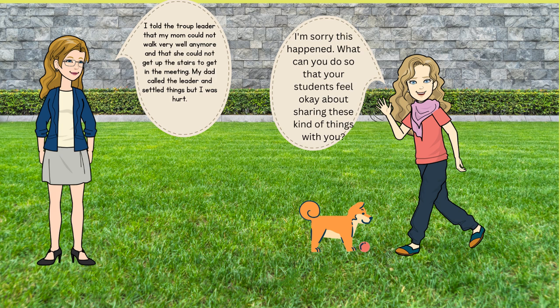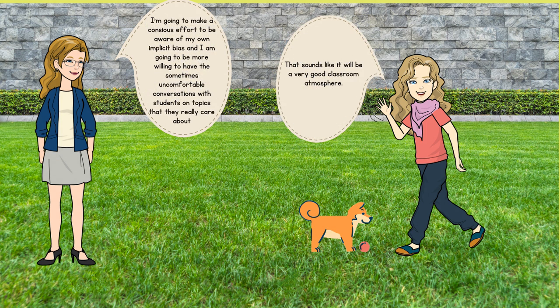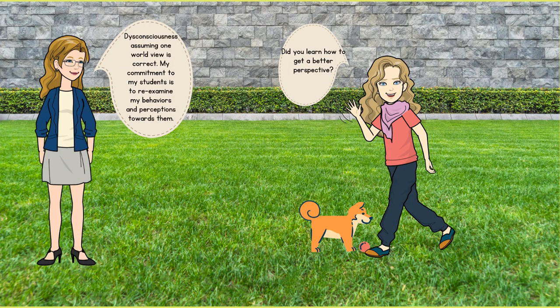Sorry this happened. What can you do so that your students feel okay about sharing these kinds of things with you? I'm going to make a conscious effort to be aware of my own implicit bias, and I'm going to be more willing to have the sometimes uncomfortable conversations with students on topics that they really care about. Well, that sounds like it will be a very good classroom atmosphere. Consciousness is assuming one worldview is correct. My commitment to my students is to re-examine my behaviors and perceptions toward them.